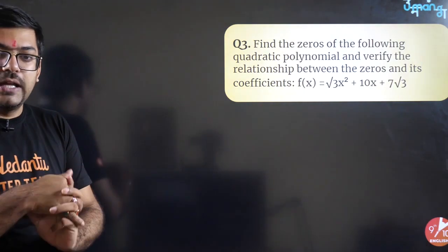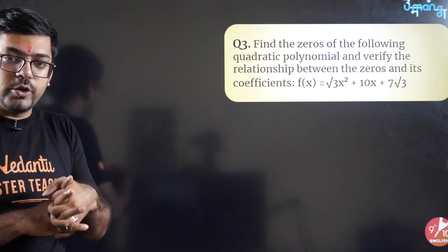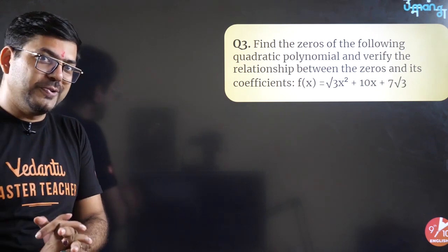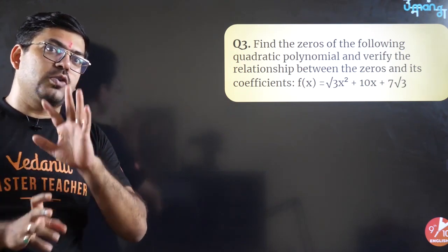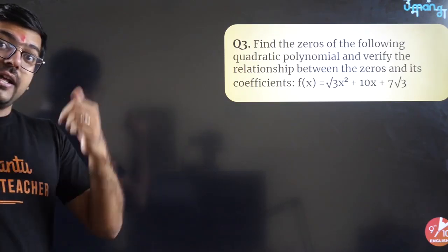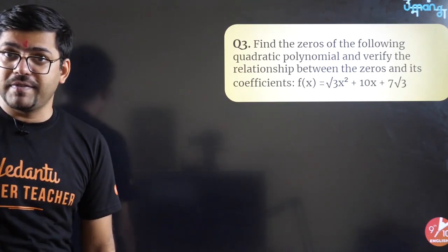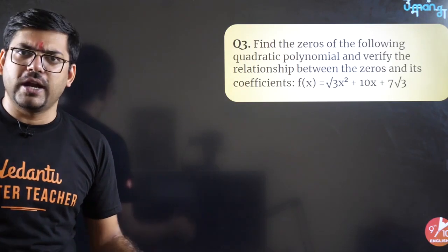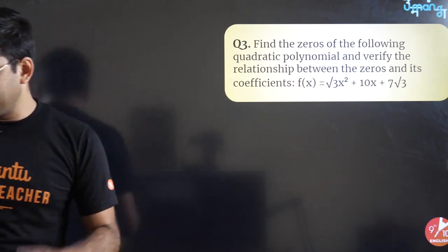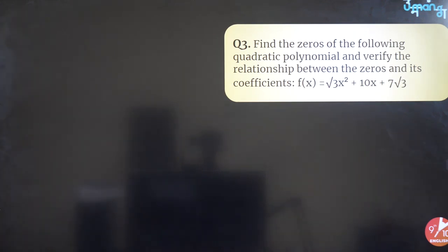This question says, find the zeros of the following quadratic polynomial and verify the relationship between the zeros and its coefficients. So I'll find the zeros and I'll leave the verification part to you because we have already talked about it in the previous question. That's why I had done it there so extensively. Those who have not yet understood it, please go and see that previous question multiple times.